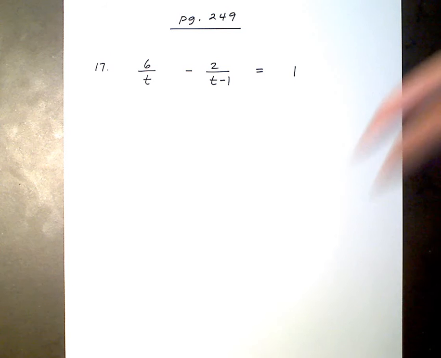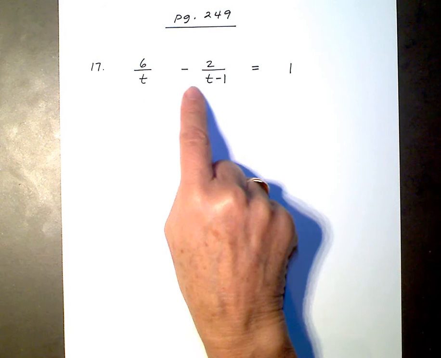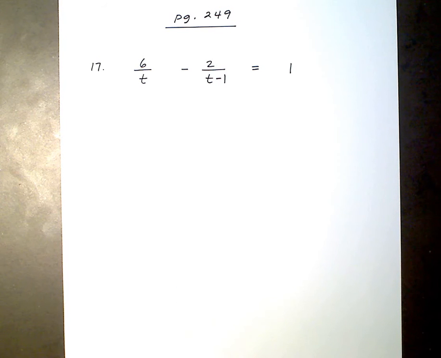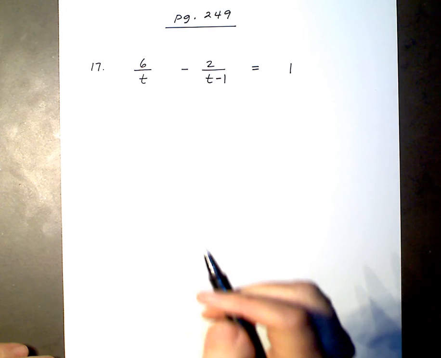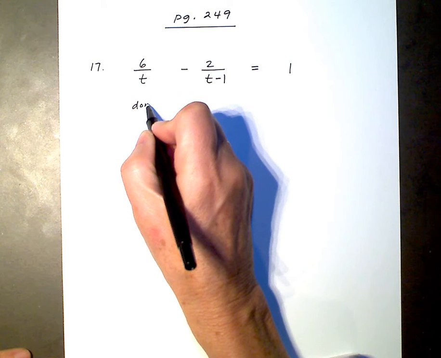Alright, this is equation number 17 on page 249. And in this problem we've got a variable in the denominator, with the t's in the denominator. So first we'll talk about domain restrictions. These are already linear t's, already factored out.